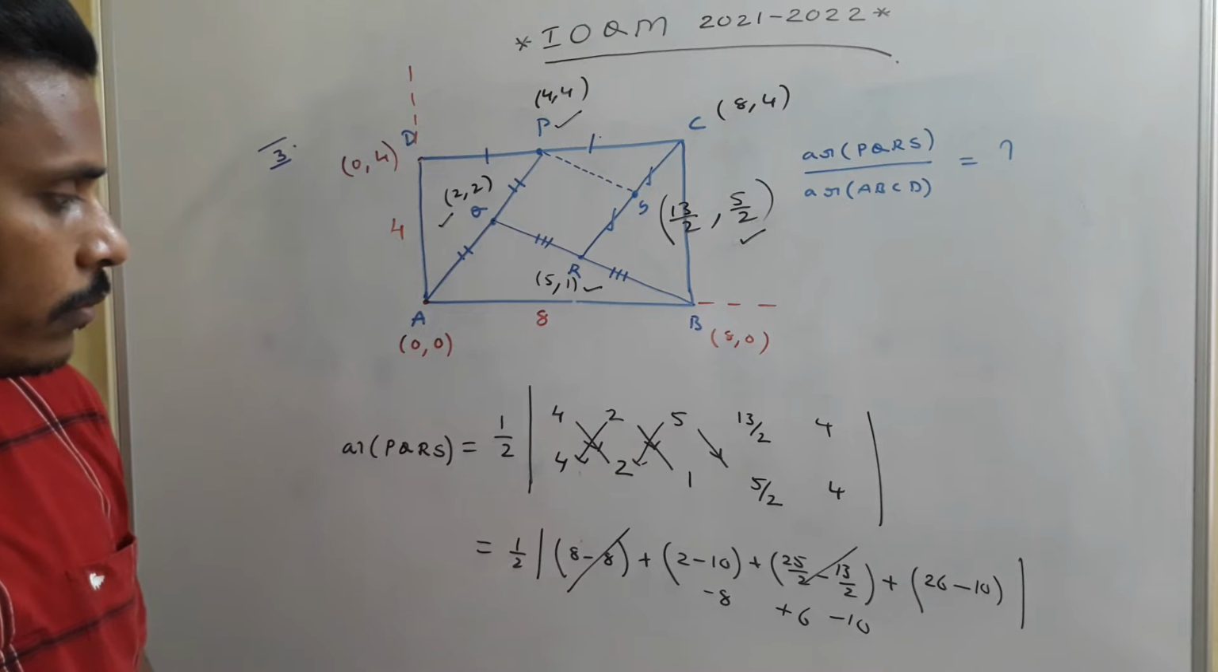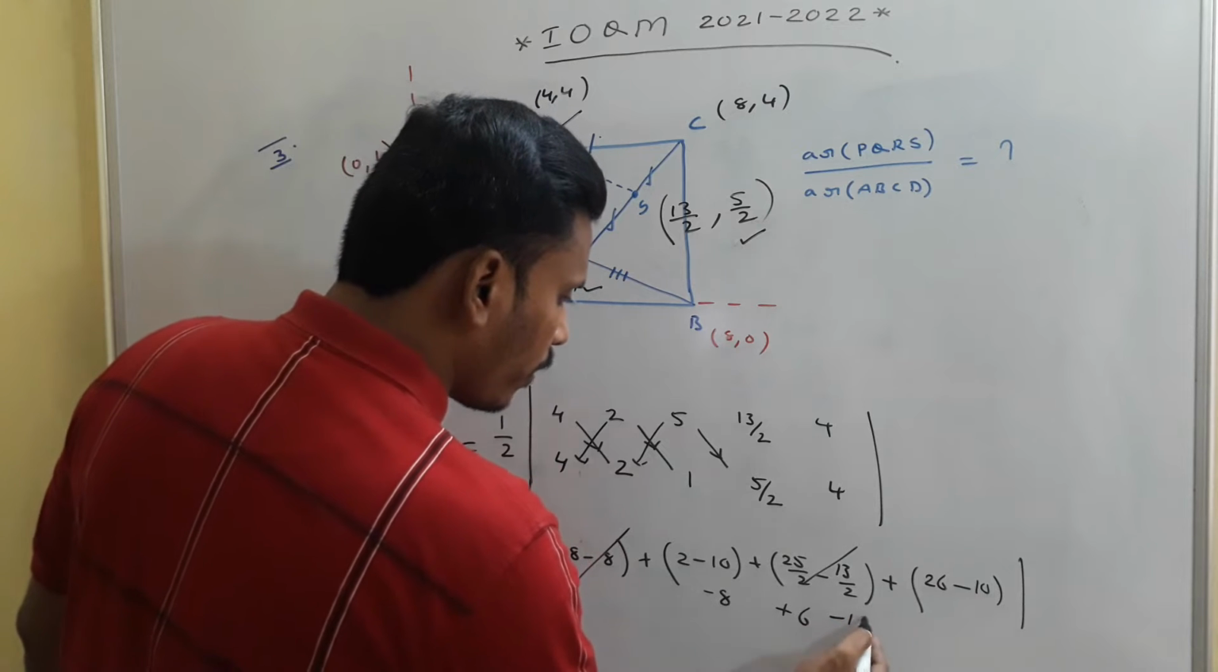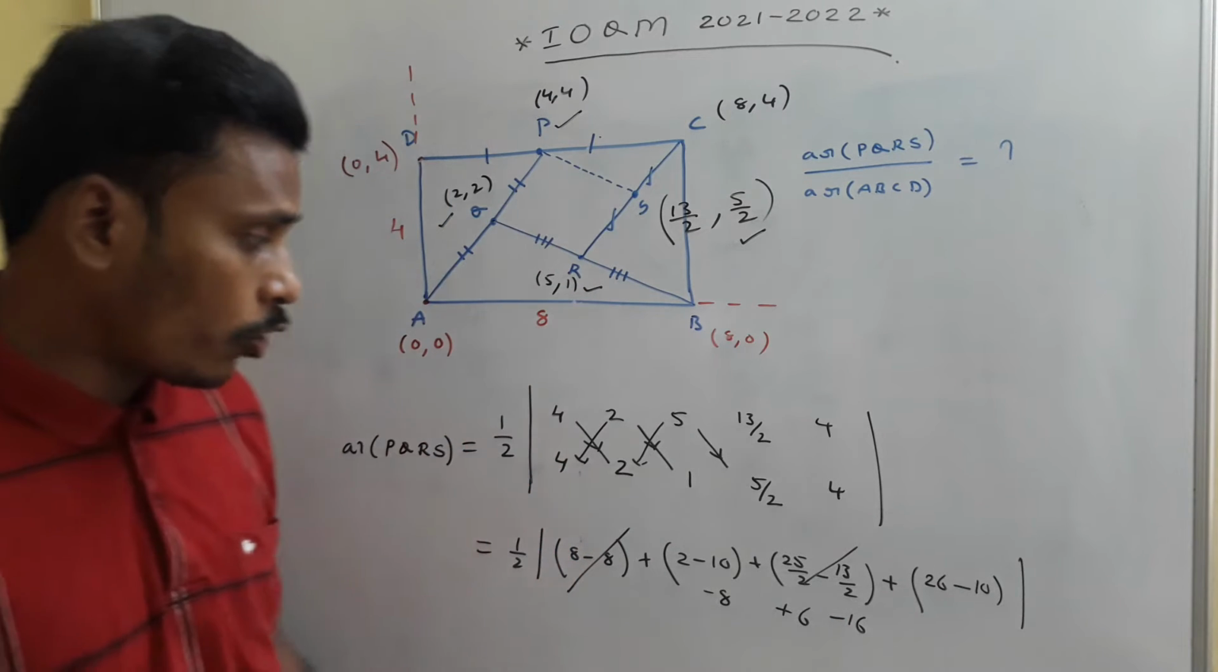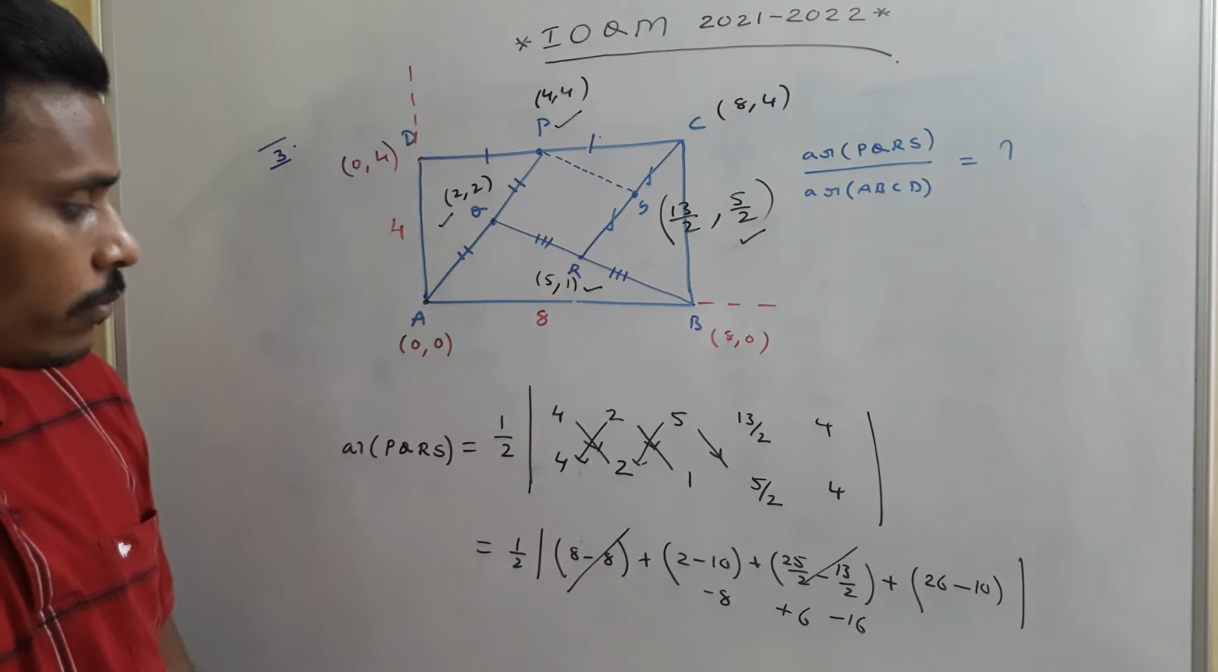What is that? Just a minute. 26 minus 10 is 16, right? Okay, this is minus 16. Now think about it, okay? 6 minus 16 is minus 10.